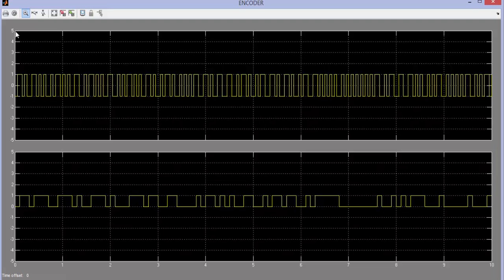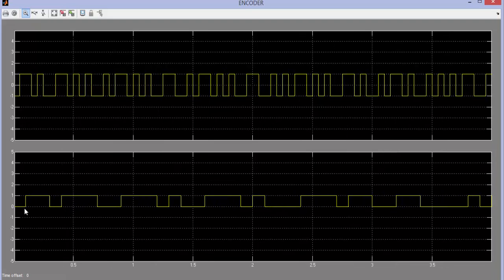Let me show you more clearly. This 0 is minus 1, 1, the 1 is 1, minus 1, minus 1, 1, etc.